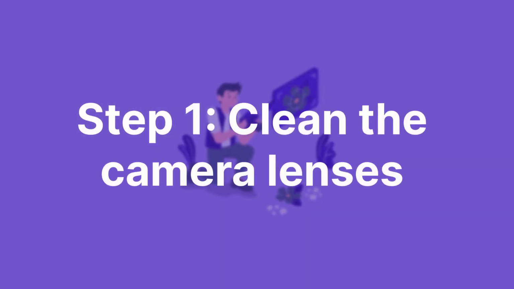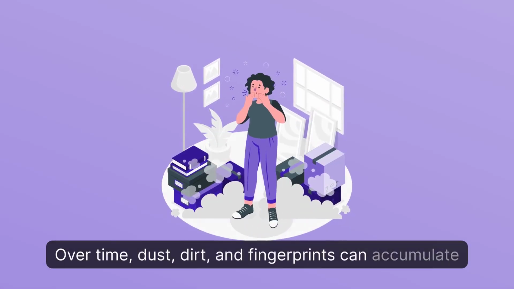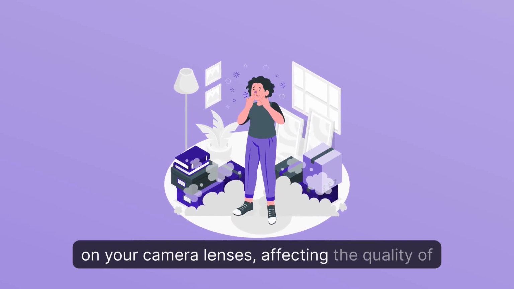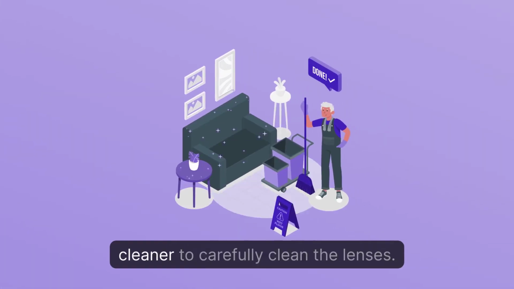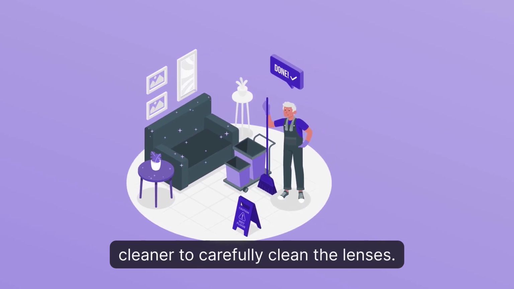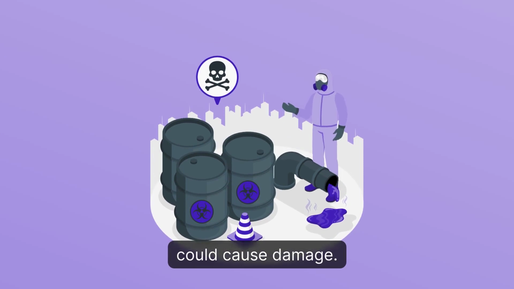Step 1. Clean the camera lenses. Over time, dust, dirt, and fingerprints can accumulate on your camera lenses, affecting the quality of the footage. Use a microfiber cloth and a gentle lens cleaner to carefully clean the lenses. Avoid using harsh chemicals or abrasive materials that could cause damage.